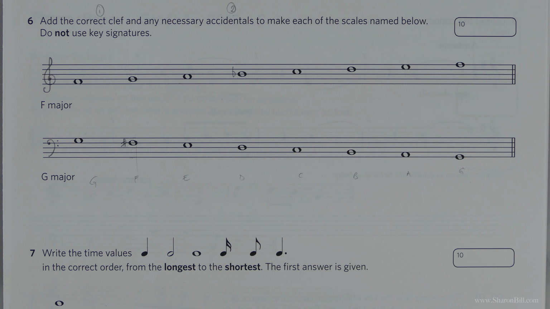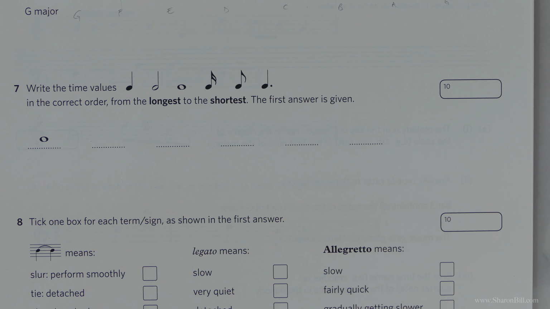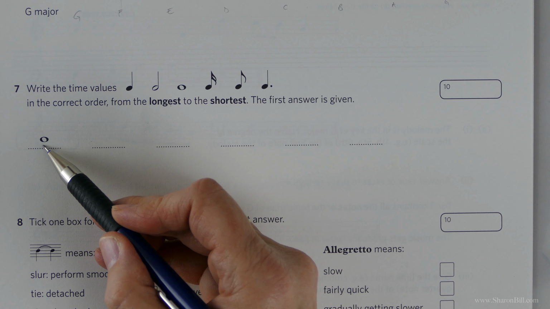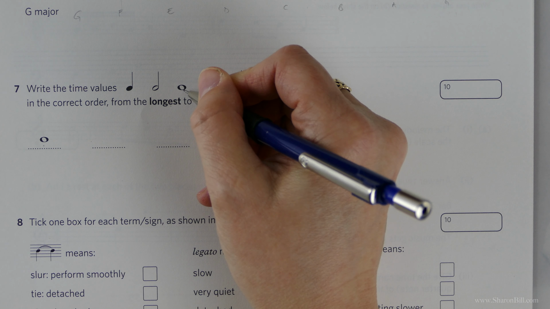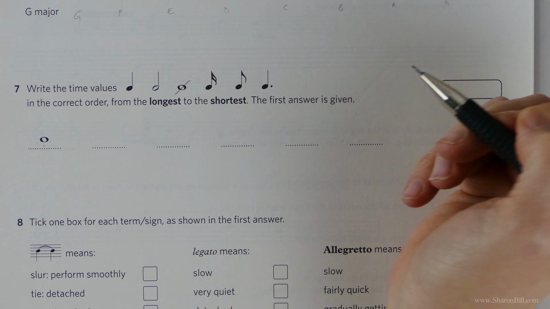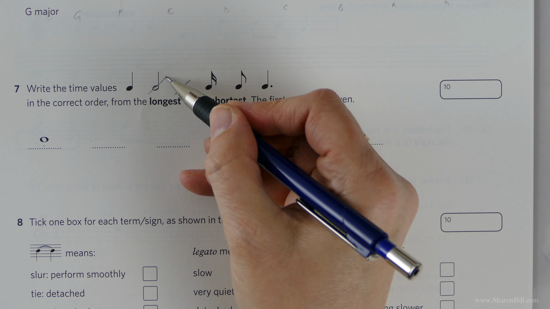Let's look at the next one. So we have a little bit of thinking about time values here. So we're going from the longest to the shortest. They've started us off. So we know that this is a 4-beat note. That's our semibreve, that's dealt with. And then the next one is going to be this 2-beat note.